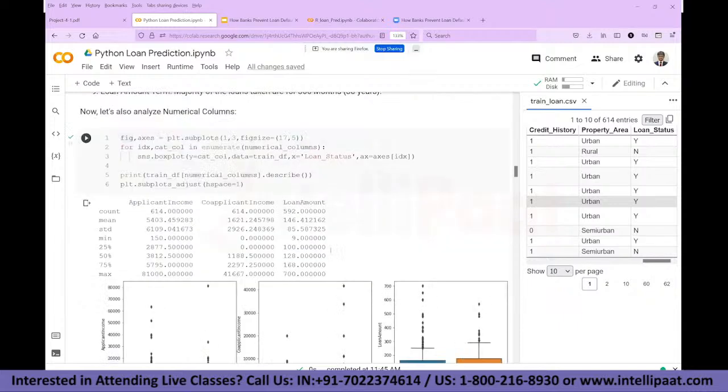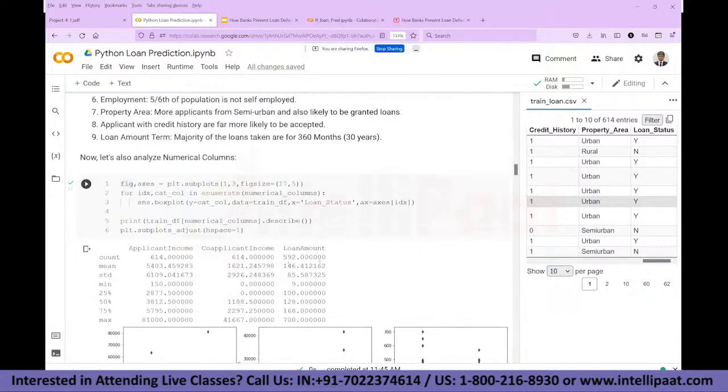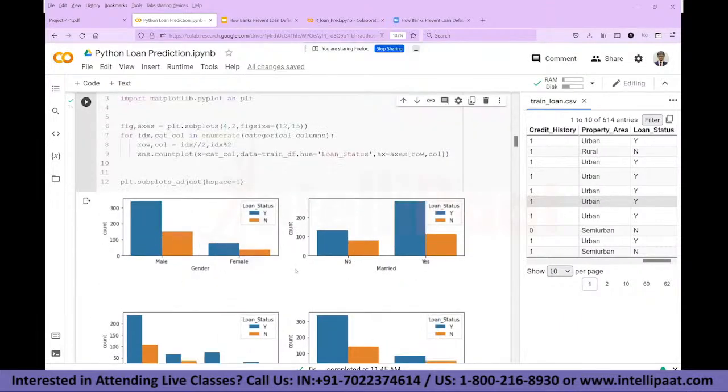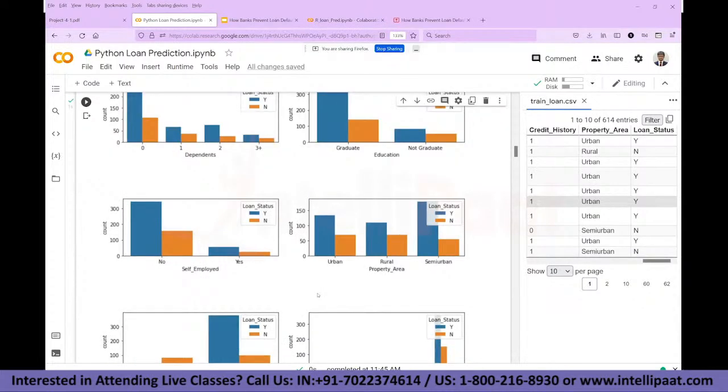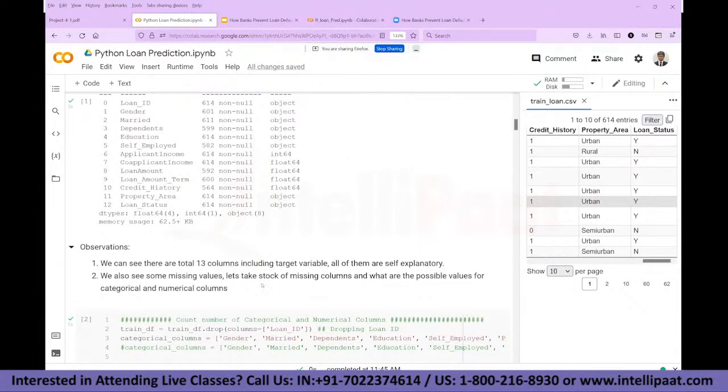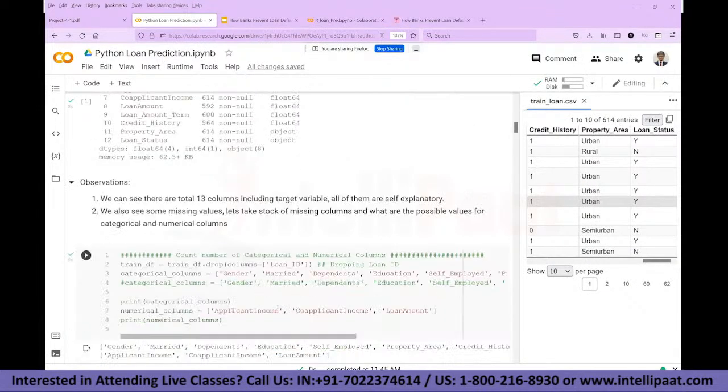So as we go along, let's analyze the numerical columns. So far we have only analyzed categorical columns, which have some text and some categories. Now let's also look at the numerical columns. What are the numerical columns in this case? We have applicant's income, co-applicant's income, and loan amount.